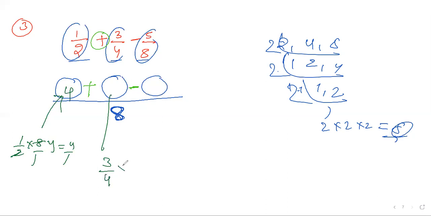3 by 4 into 8 by 1. 4 ones are 4, 4 twos are 8. So 3 twos are 6. The answer is 6.